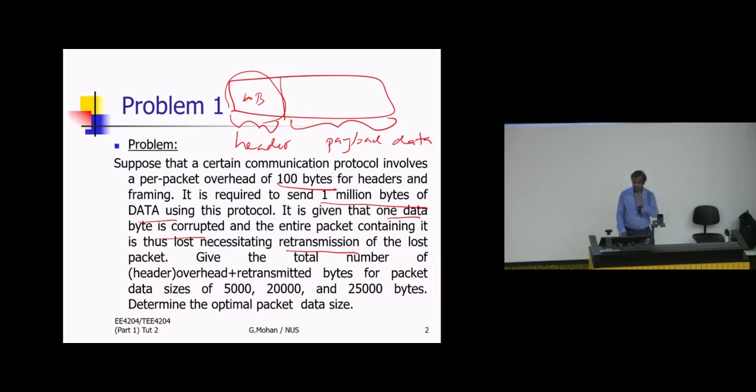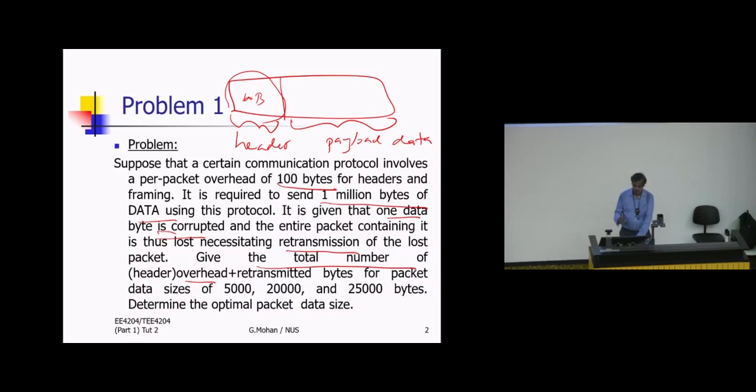So at one extreme, we do not want large packets because we need to retransmit a large packet in the event of errors. On the other side, we do not want small packets because small packets mean we need to send a large number of packets, and each packet should carry a header as well. Now, the question is this: give the total overhead. Here, overhead refers to the 100 byte headers plus retransmitted bytes, because it's given that 1 byte is corrupted, so something needs to be retransmitted.